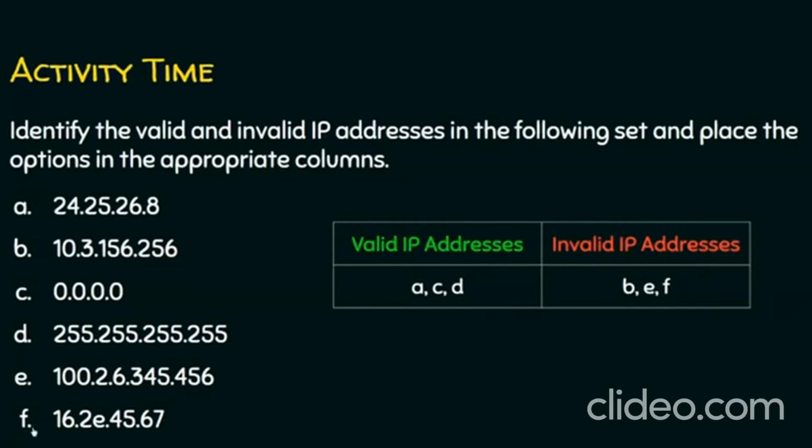These values are not between 0 and 255. Coming to the option F, this is an invalid IP address. Why? Because there is an octet with 2E. We know very well that IPv4 addresses must be in decimal. Even if E is a hexadecimal character, that is not valid here, because any IP address in IPv4 should be in decimal only. So F is also not valid.